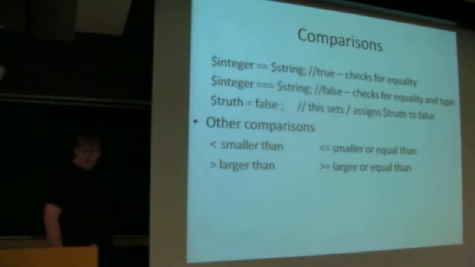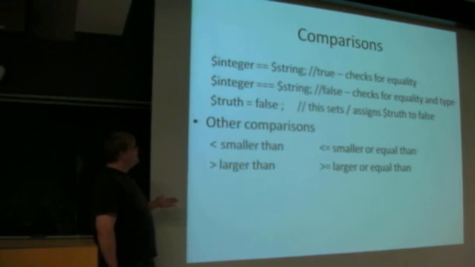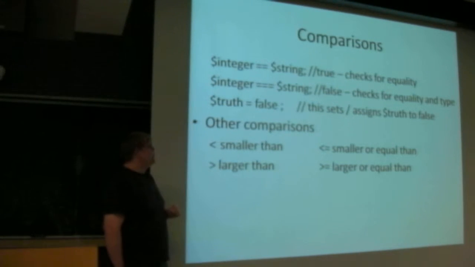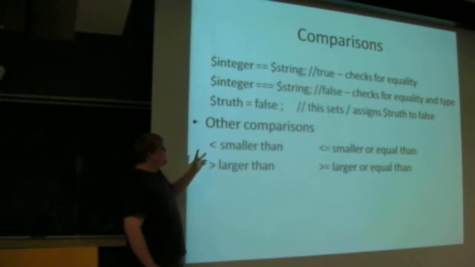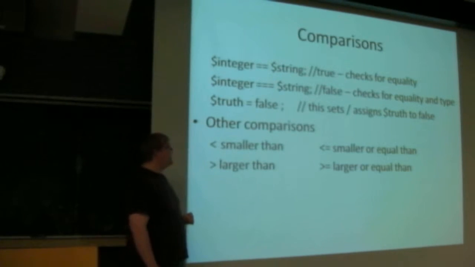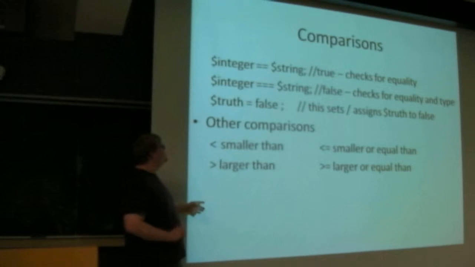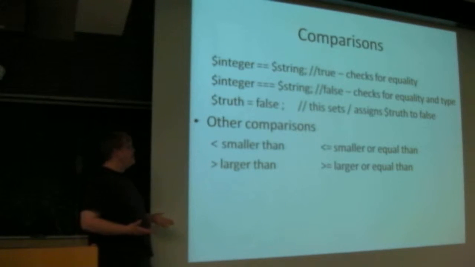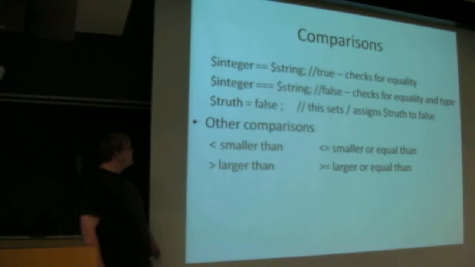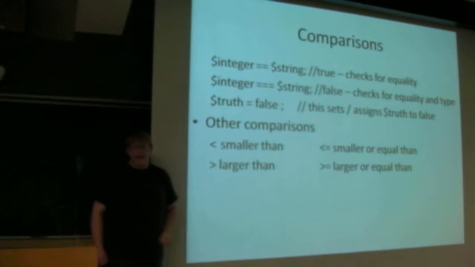Comparisons. If you do $integer == $string, for string equals 0, integer equals 0, it'll check for equality and that'll be true. The triple equal sign checks for equality and type in PHP. So even though string and integer were set to 0 before, they're different types, therefore that would return false. And that's really useful if you're trying to do some fancy stuff with number conversions in PHP. Then finally we have truth equals false. The single equal sign just assigns a value. Other comparisons, we have smaller than, greater than or equal, and less than or equal.